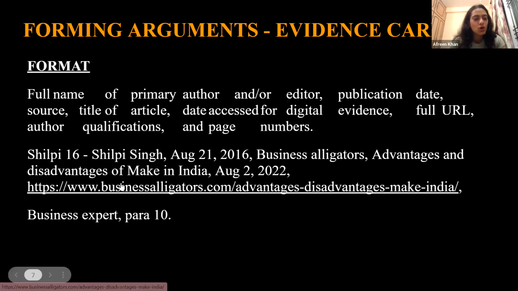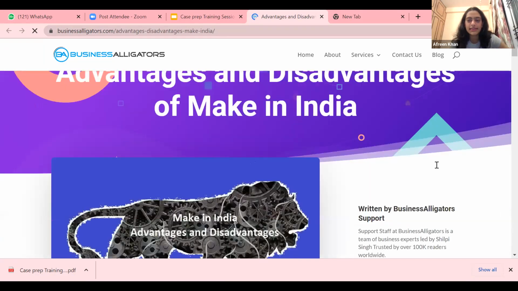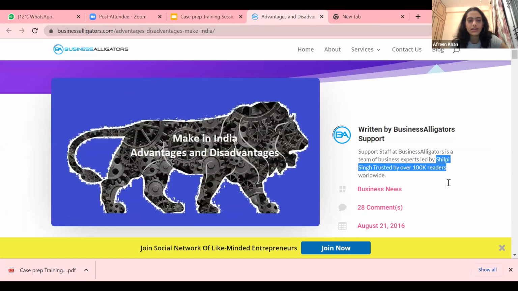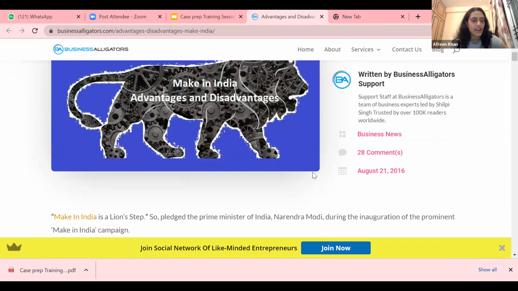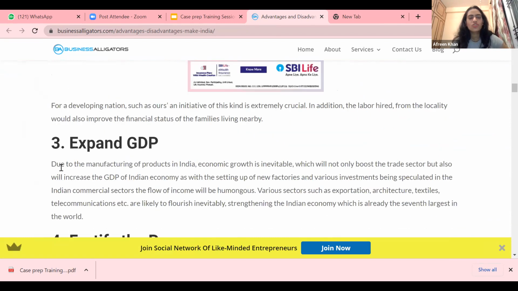All right. I'll also show you the article so that you know how that basically works. Yes. So this is advantages and disadvantages of Make in India. Shilpi Singh is here. This is when they wrote the article, and this is the para I copied. So you understand why it is so handy that whenever you quote these sources, it's so much easier for you to know the credibility, that you're actually using a correct resource that actually exists, right? So this is how it basically works.